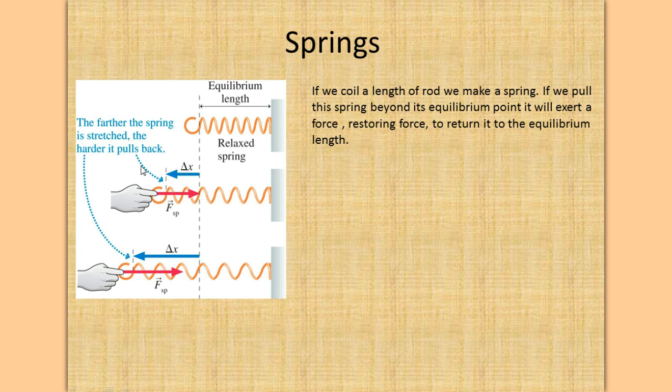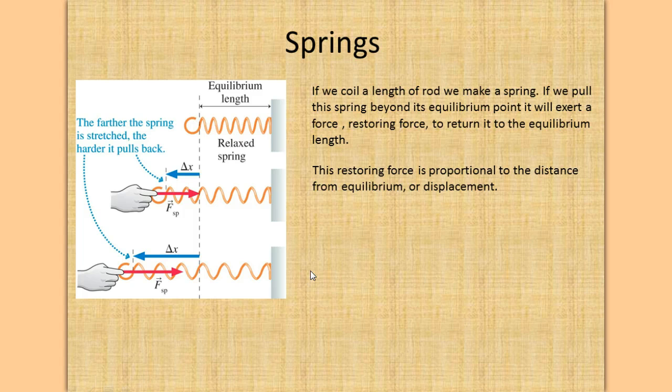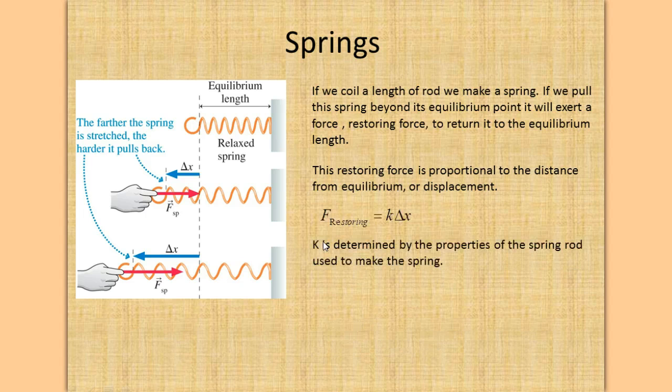So if we pull this spring to the left, there's a restoring force to pull the spring back to the right. But once the spring goes back to the right, it will go past the equilibrium point and then oscillate back and forth. If we pull this spring further past 0, there will be a larger restoring force. This restoring force is proportional to the distance from equilibrium, or displacement. F restoring is equal to some constant k times the change in x.